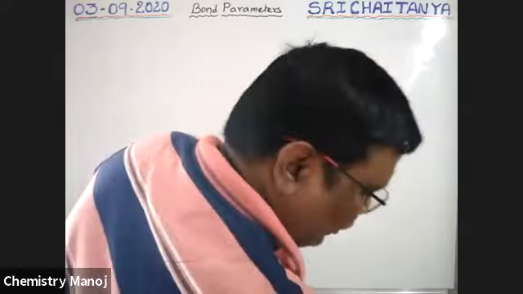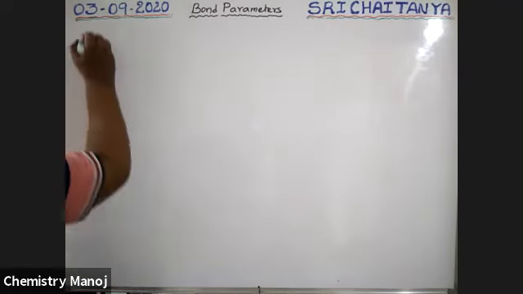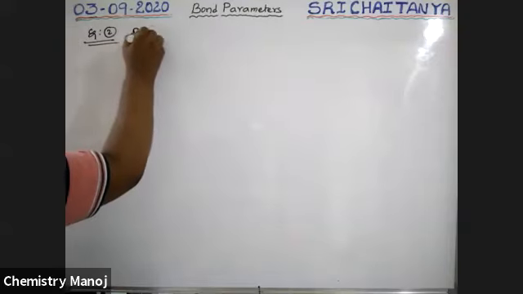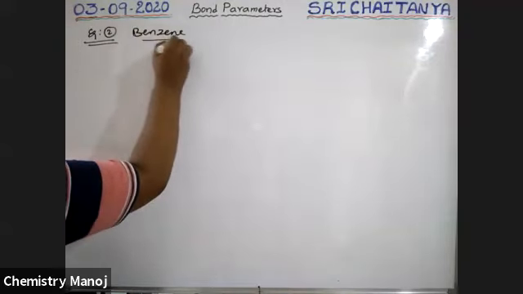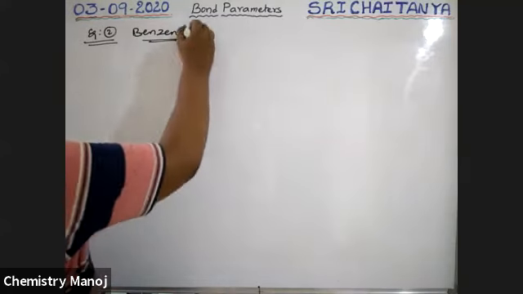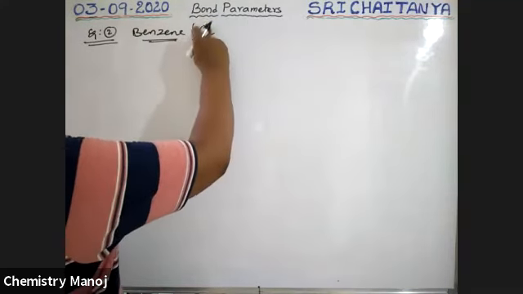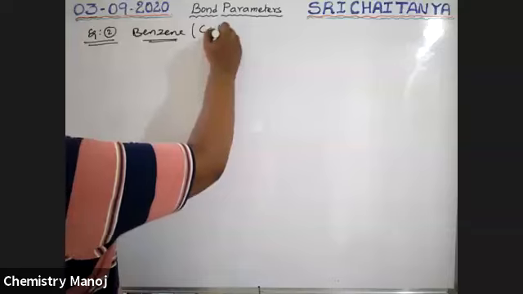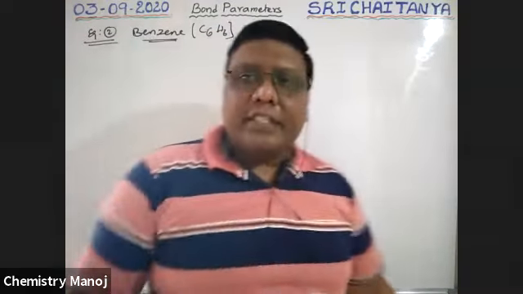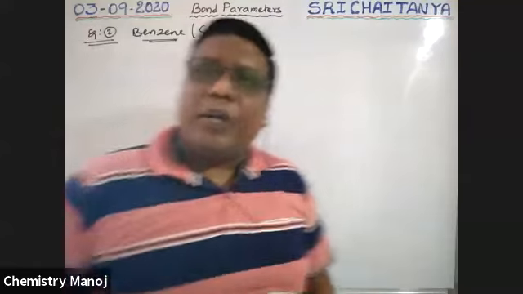One cyclic molecule, boys, that is example 2. I am considering benzene. Benzene is the best example for this one. Its formula is C6H6. So this benzene exists in different resonance structures, boys, like this.